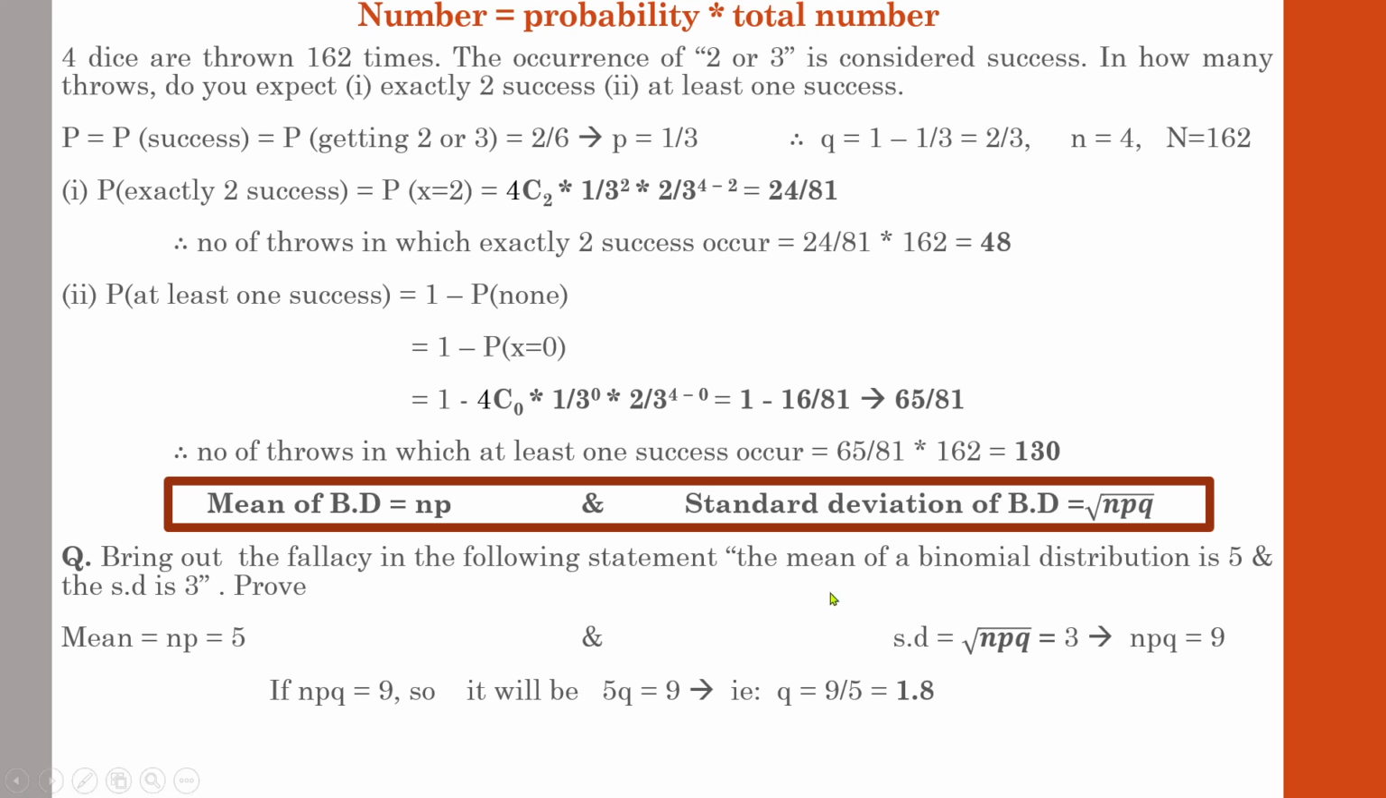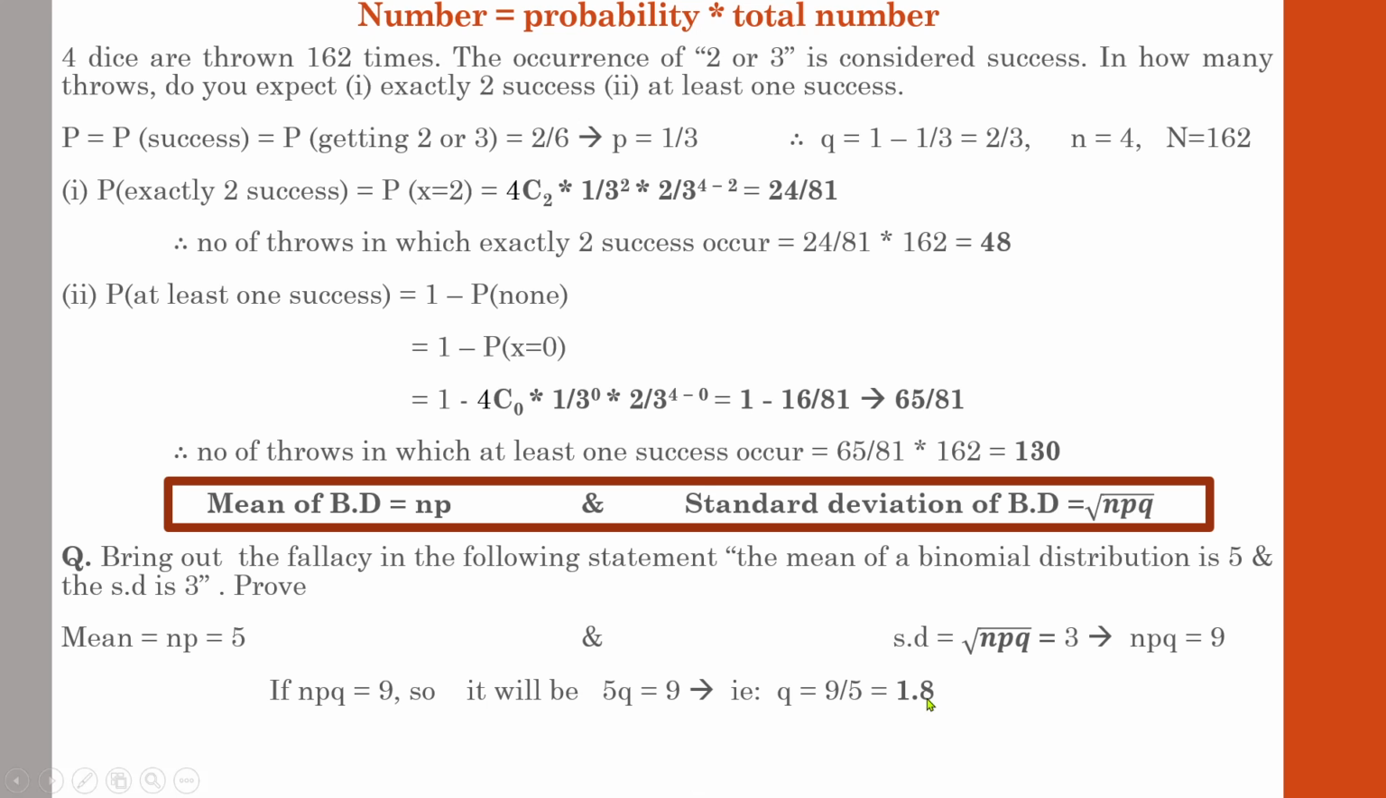In the question it is said that the binomial distribution of a certain event has mean 5 and standard deviation 3. Mean of binomial distribution is 5, standard deviation is 3. So how are we going to find out? So here you got the value 1.8.